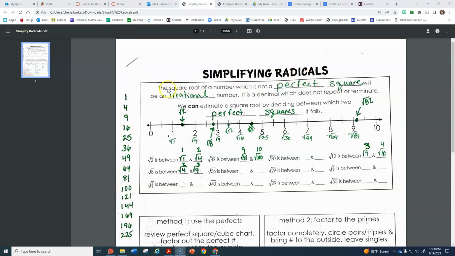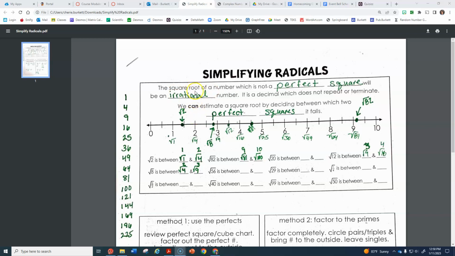So you need to know that if you are taking the square root of a number that is not a perfect square, you're going to end up with an irrational number. An irrational number is a number that cannot be written as a fraction. Why can it not be written as a fraction? Because it has decimals that do not repeat and they do not terminate. We have a trick for taking repeated decimals and changing those into a fraction. But if they do not repeat and they do not terminate, that means they go on forever, then we are not able to rewrite that as a fraction, and it's called an irrational number.